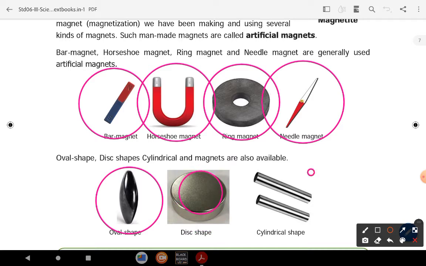And then you have the cylindrical shape. These are all the different shapes of the magnet. They are all artificial and they are man-made. Bar magnet, horseshoe magnet. What is it given here? Bar magnet, horseshoe magnet, ring magnet, needle magnet are generally used as artificial magnets. Oval shape, disc shape, cylindrical shaped magnets are also available. Okay? Right. Let's go on.